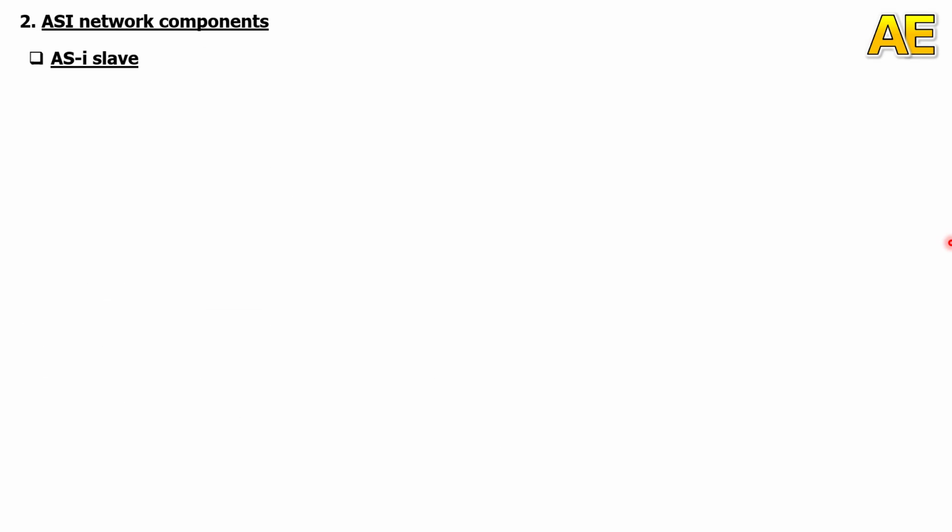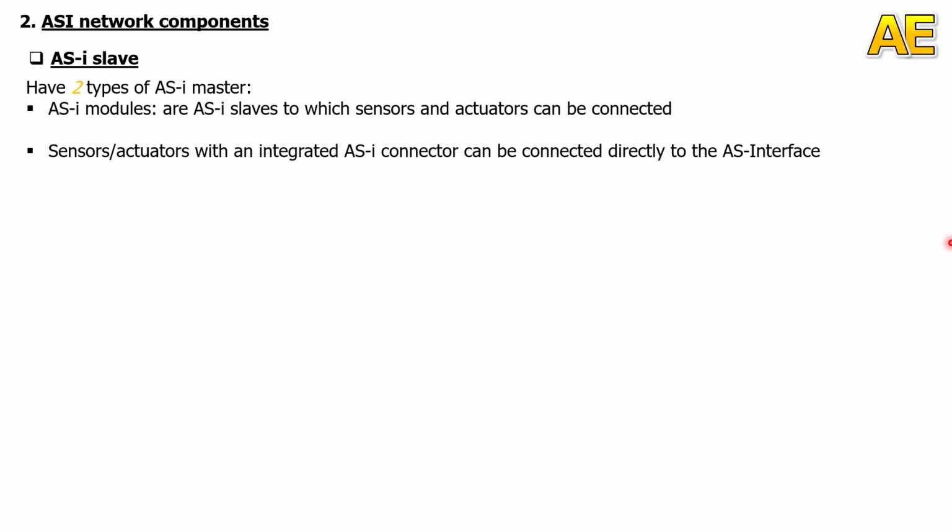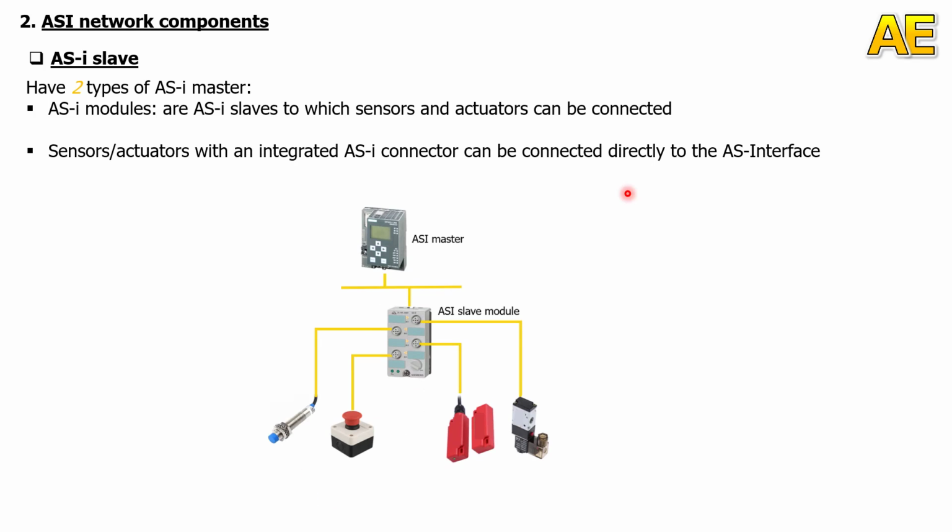Okay, next is the ASI slave. We have two types of ASI slave. Sorry, I typed the wrong word here. This is the slave. The first type is the ASI modules. They are the ASI slaves to which the sensor and actuator can be connected. The second is the sensor and actuator with the integrated ASI connector, which can be connected directly to the ASI interface. Okay, this is one example of the ASI module.